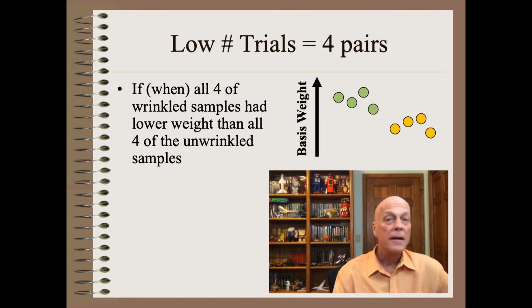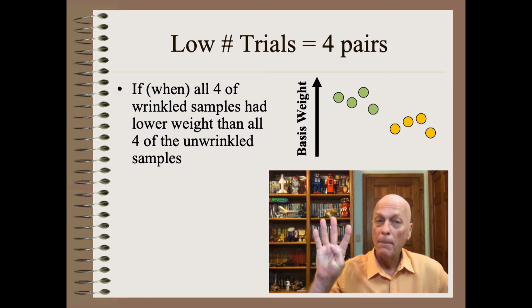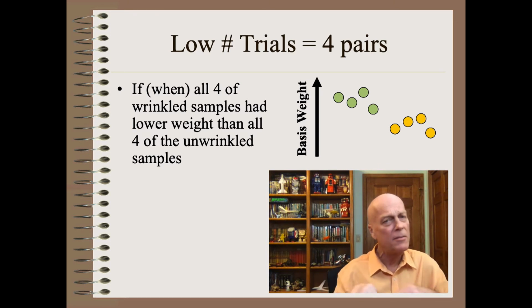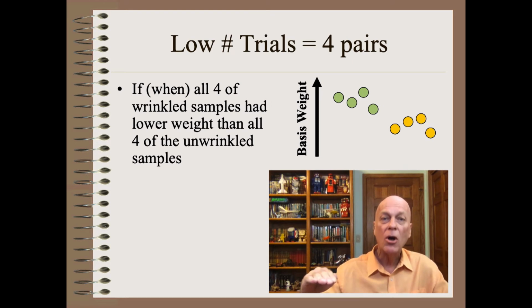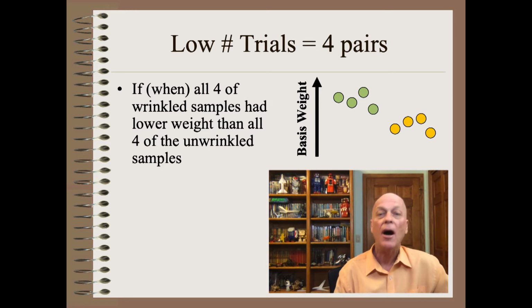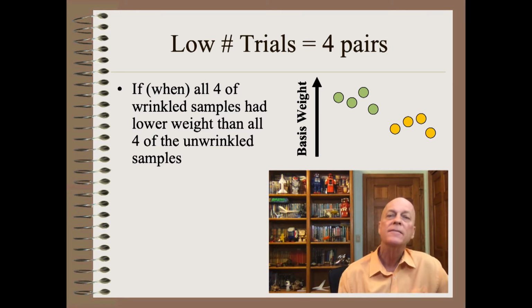On many, many occasions, I only needed 4 pairs of very simple observations or measurements to be pretty sure of a connection. In this specific example, all 4 of the wrinkle samples had a lower weight than all 4 of the unwrinkled samples, all chosen somewhat randomly by whatever was closest.